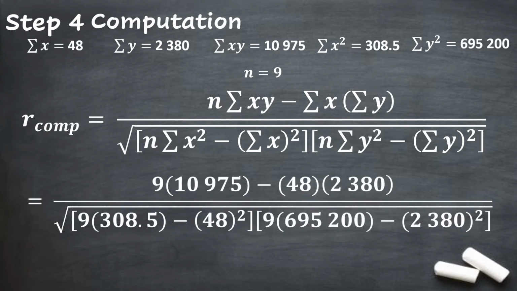Substituting the values, we have 9 times 10,975 minus the product of 48 and 2,380, all over the square root of the product of the quantity of 9 times 308.5 minus 48 squared and the quantity of 9 times 695,200 minus 2,380 squared. I discourage you po to directly solve this in your calculator because of the amount of numbers that we have, and I'm not really sure if your calculators can let you input everything in your calculator.